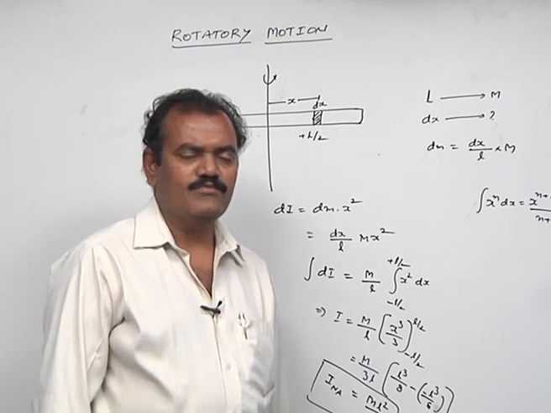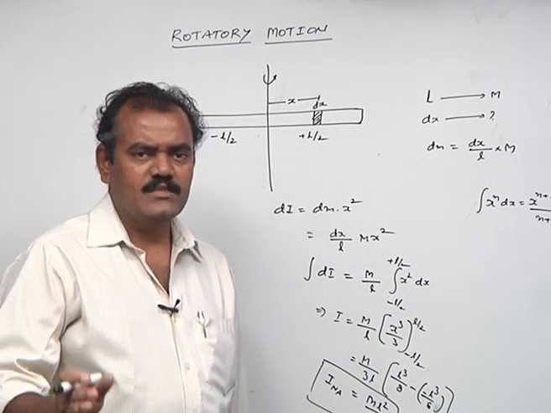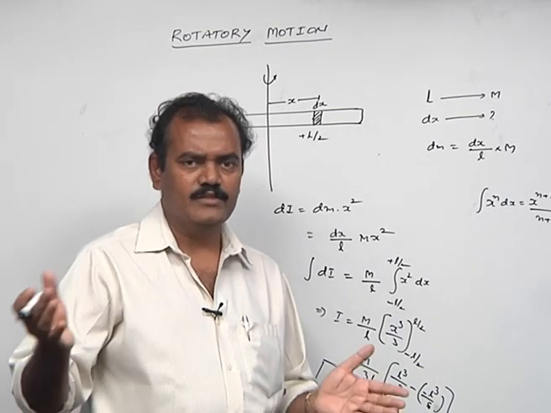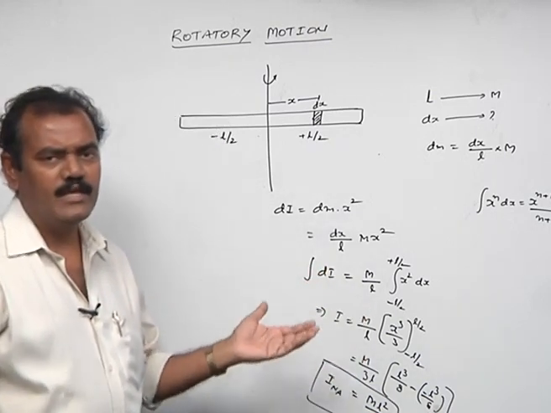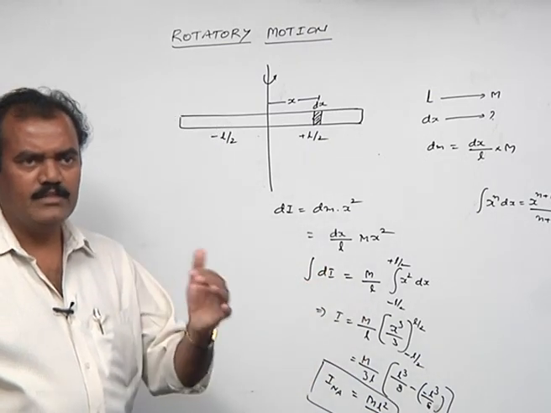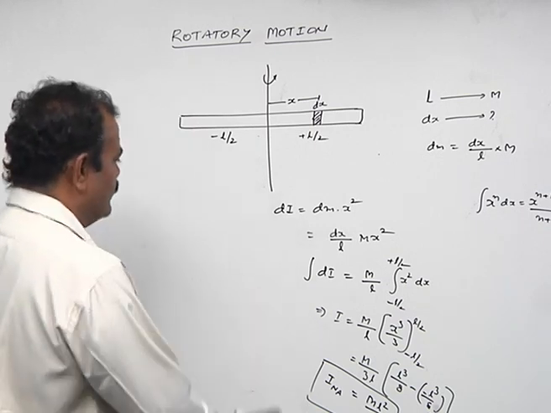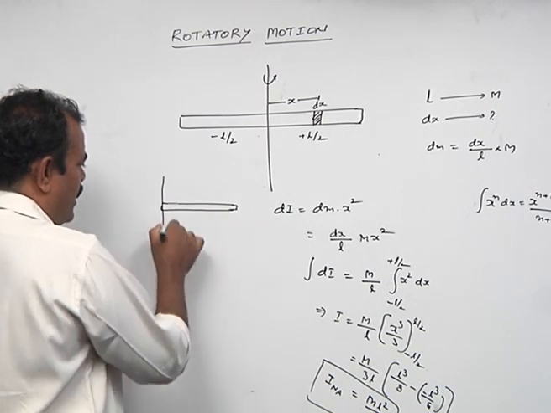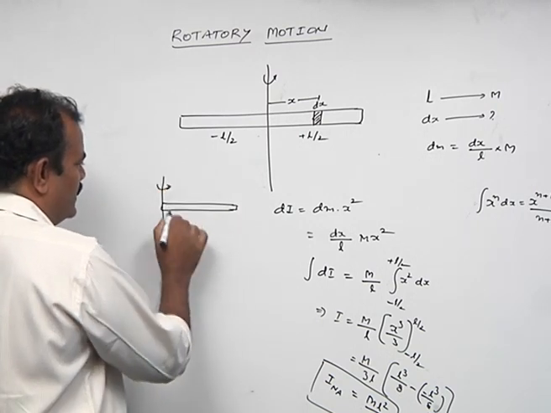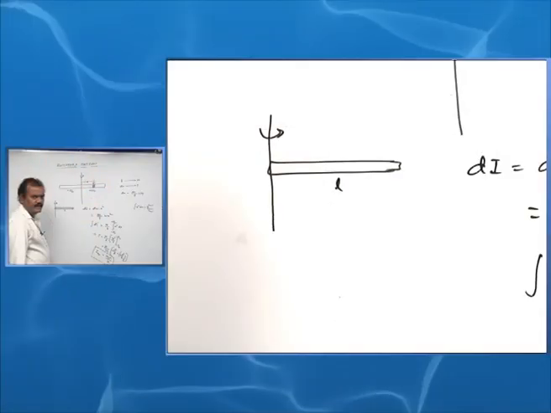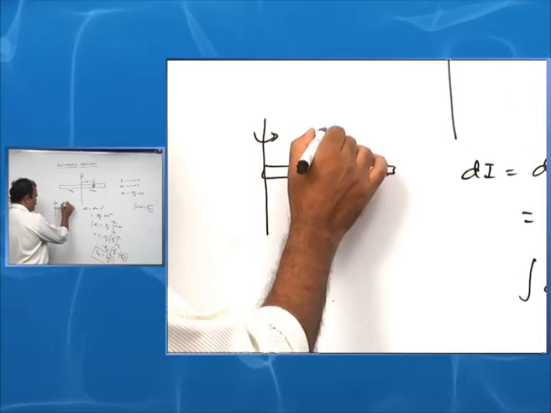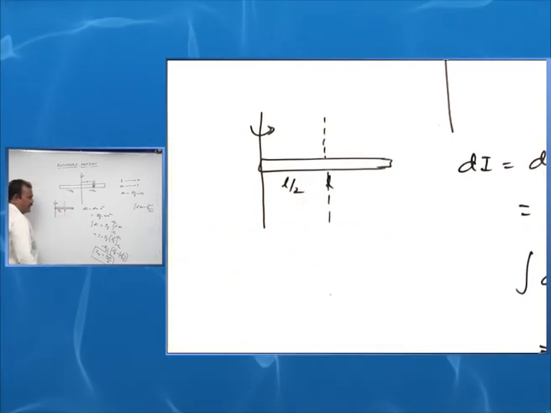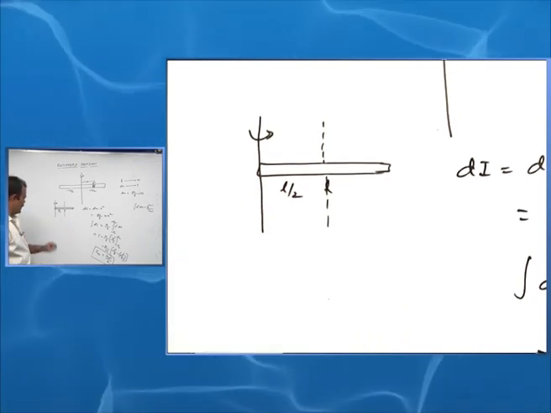So other than the natural axis, if you want to find out the moment of inertia of the same body with respect to a different axis, then you have to take the help of either the parallel axis theorem or the perpendicular axis theorem. In this case, for the thin rod about this end, the total length is taken as L, and we already know this is the axis of rotation. Here this is the natural axis, and the distance between them is L by 2.